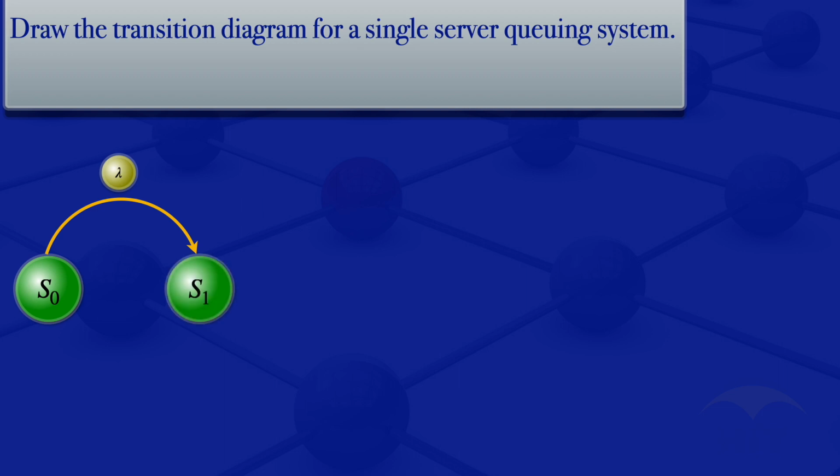But if another customer comes in when the first customer is still being served, that means it will add to the one customer that is already there, so that it will transform to S2. We would have two customers in the system. So we can go on adding until we have S3, S4, S5, and so on.